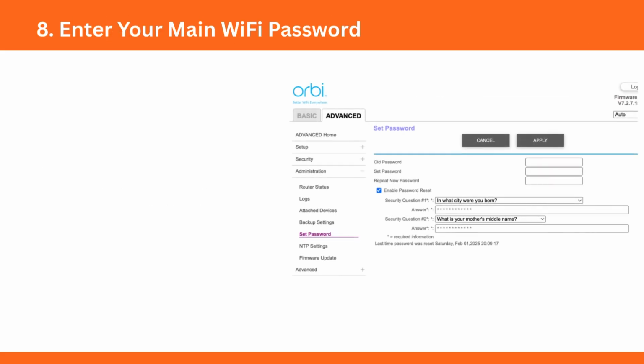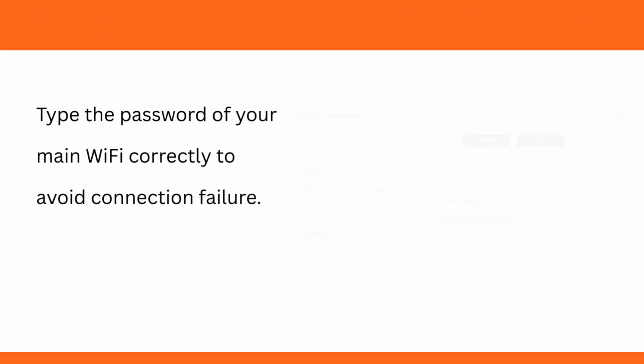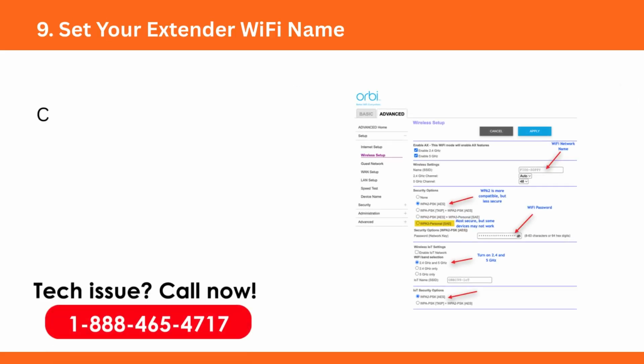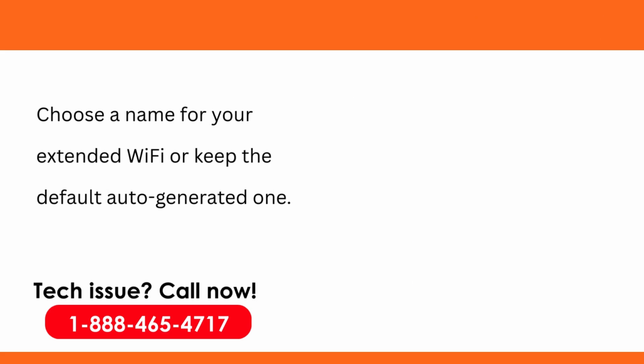8. Enter your main Wi-Fi password. Type the password of your main Wi-Fi correctly to avoid connection failure. 9. Set your extender Wi-Fi name. Choose a name for your extended Wi-Fi or keep the default auto-generated one.